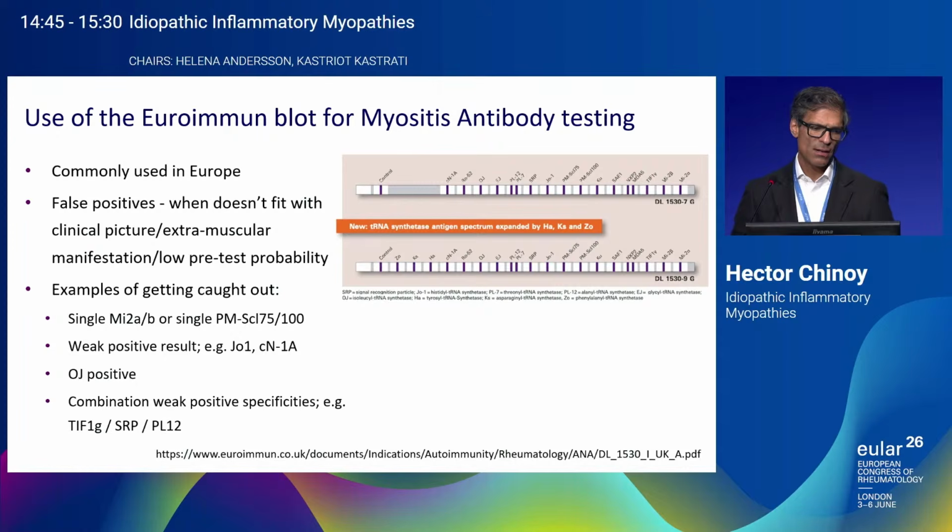So a few examples here. If you have a single Me2 alpha or beta, or a single PMSCL 75 or 100 without an ANA nucleolar to confirm it, a weak positive result, a weak positive JO1 or SRP. OJ performs notoriously badly on the blot. So if you ever get a positive OJ, really look at that with suspicion. And then combination weak specificities is something to be looked at with suspicion as well. A lot of these antibodies are mutually exclusive and shouldn't occur in combination with each other.